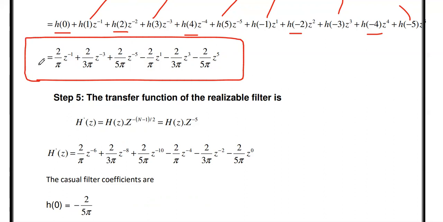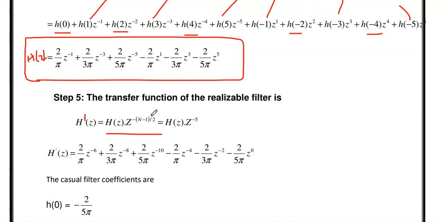Okay, so you see this transfer function h of z. This transfer function is having the z power minus terms as well as z power plus terms. Okay, so if one system is having z power plus terms, that is not a physically realizable system. So already you know, in order to convert the physically unrealizable system into a physically realizable system, we have to multiply the transfer function h of z with z power minus of n minus 1 by 2. Okay, so already you know.